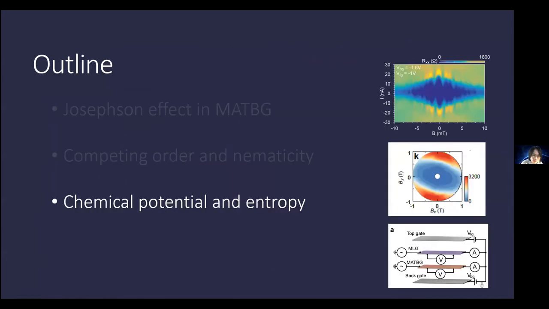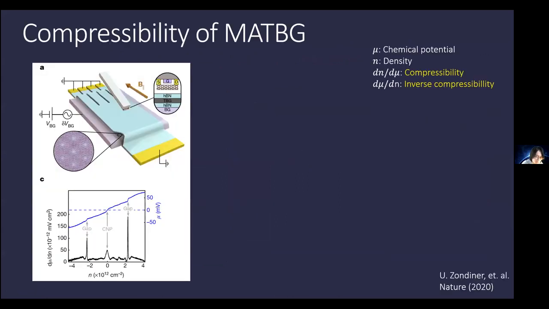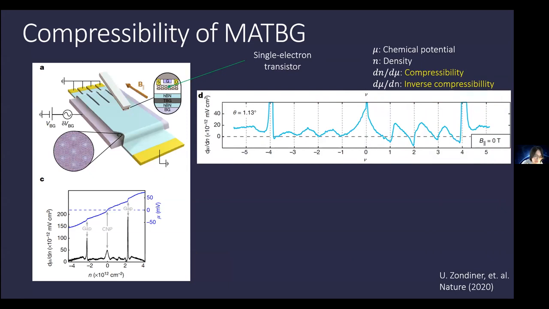So the last part I will talk about is our more recent experiments working on understanding the chemical potential and the compressibility of magic angle twisted bilayer graphene. In this collaboration with Shahal Ilani, we studied the local compressibility of twisted bilayer graphene using a scanning single electron transistor, made of a carbon nanotube. The compressibility in this measurement clearly shows phase transitions that occur at all integer fillings of the superlattice.